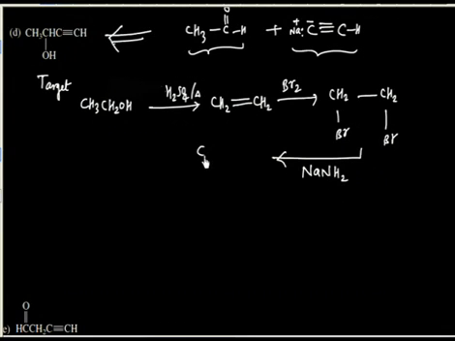Are you getting or not? So you will have CH triple bond CH. So you will have the alkyne. Finally we will get the alkyne. This is used in liquid ammonia. Liquid ammonia is a solvent.